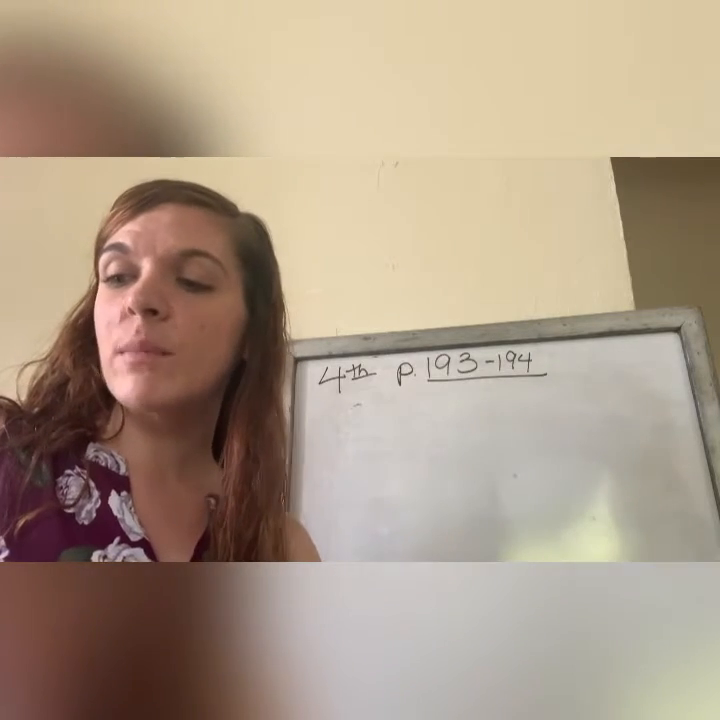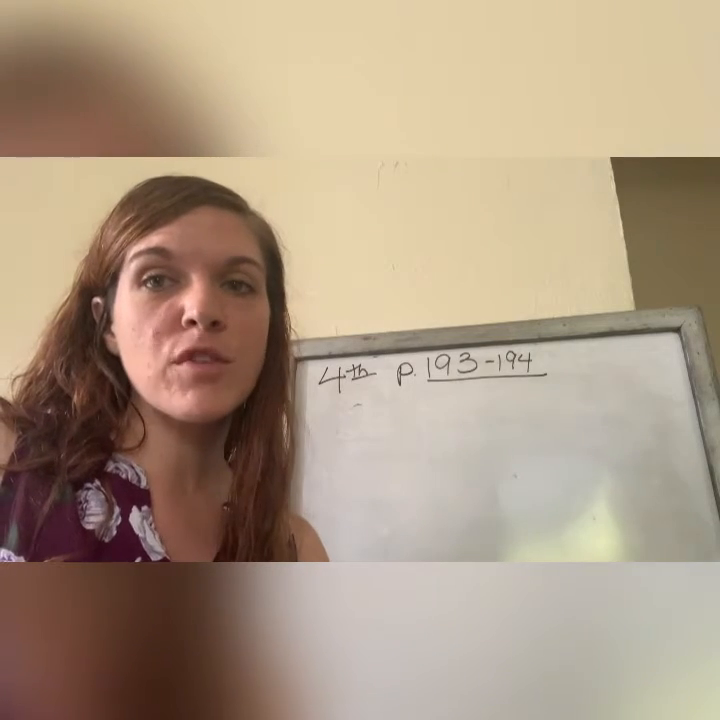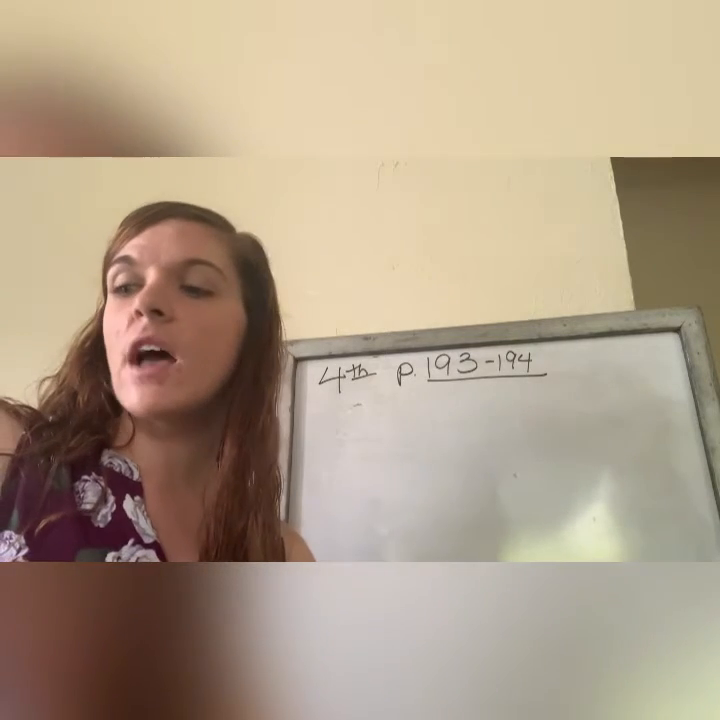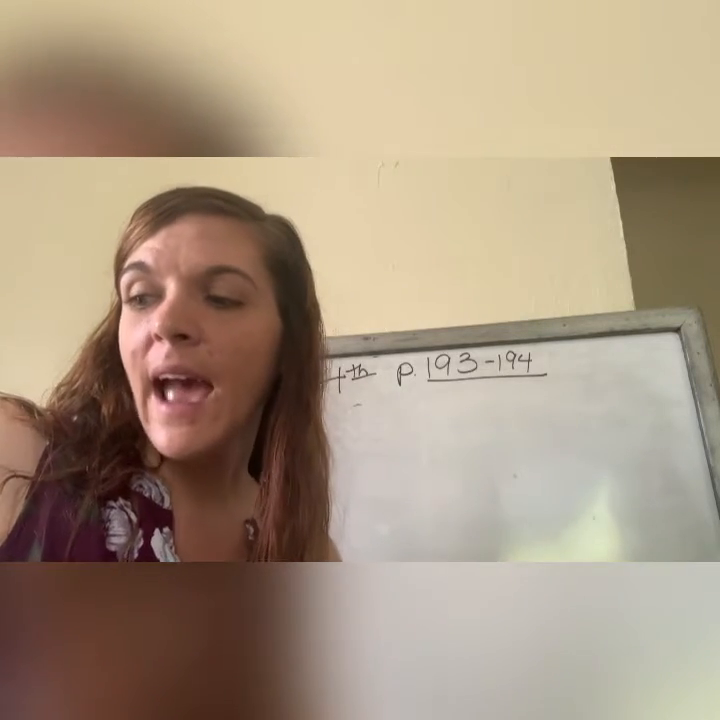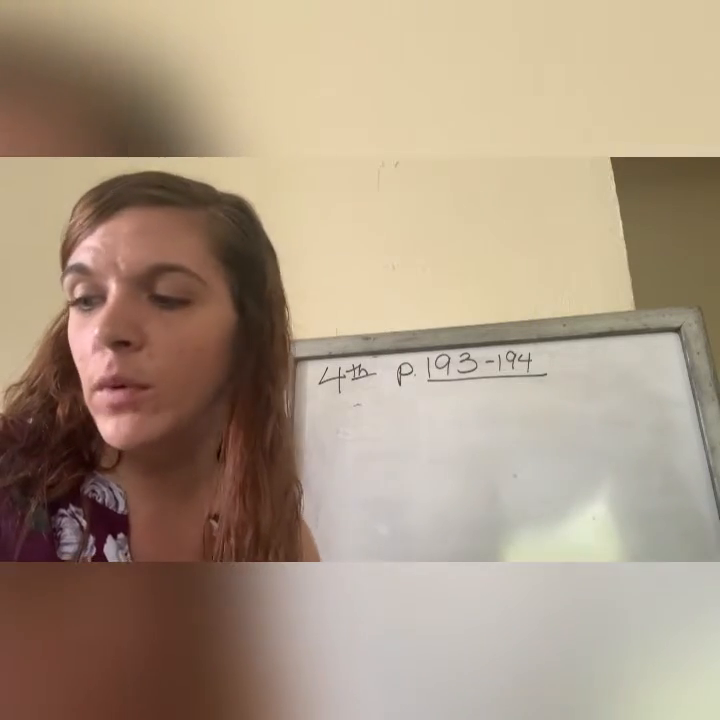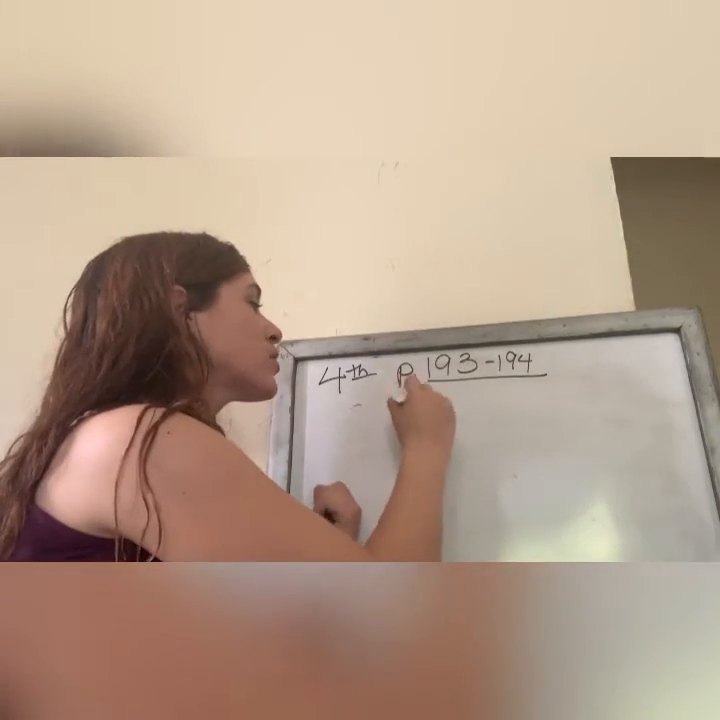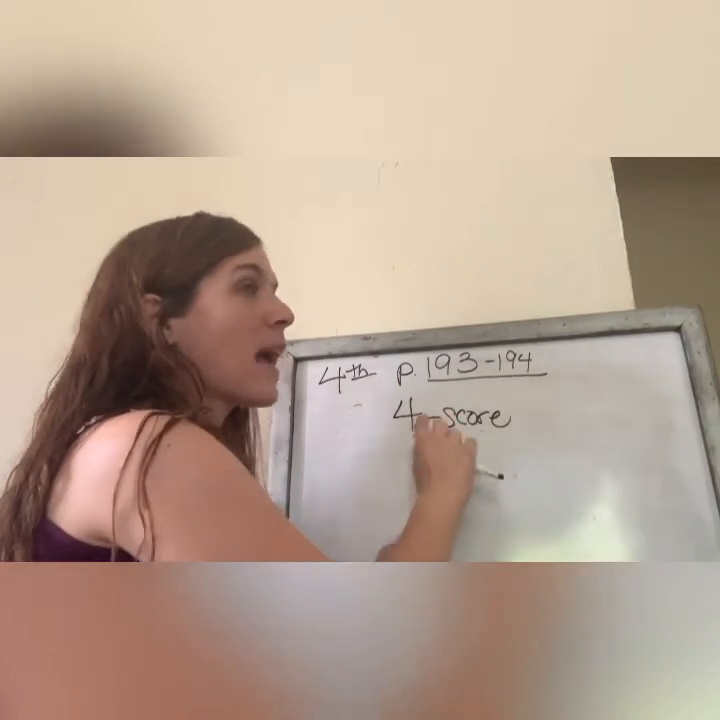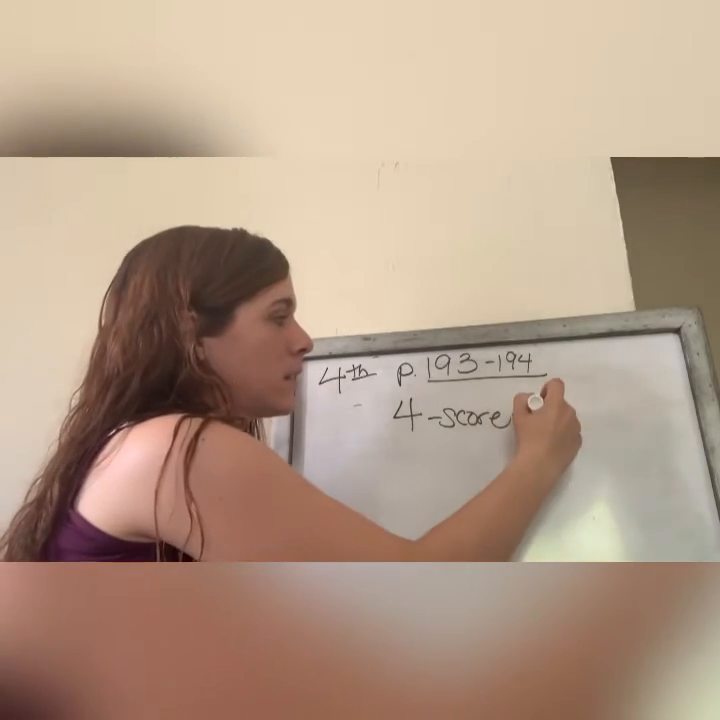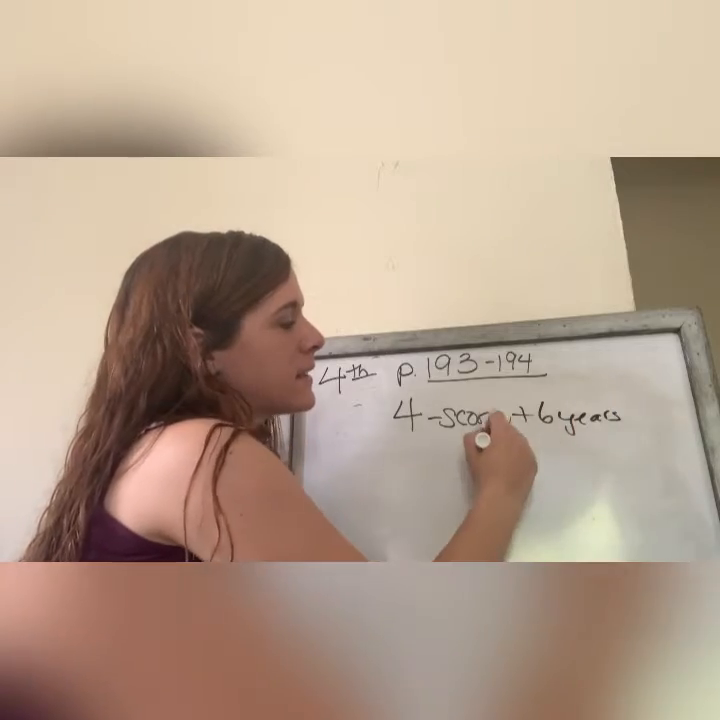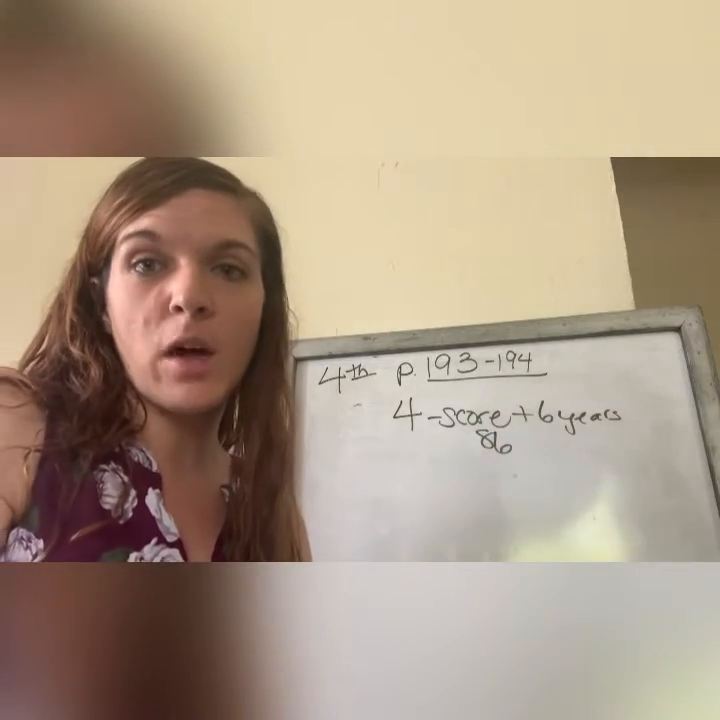Abraham reached the century mark when Isaac was born. What's a century? A century is 100, okay? Abraham was 86 years old when Ishmael was born. Anybody know what a score is? A score is 20. So if he's 80, how much is that? 4 times 20 is what? 80 and 6 years? He's 86, okay? So he was 100 when Isaac was born, 86 when Ishmael was born.